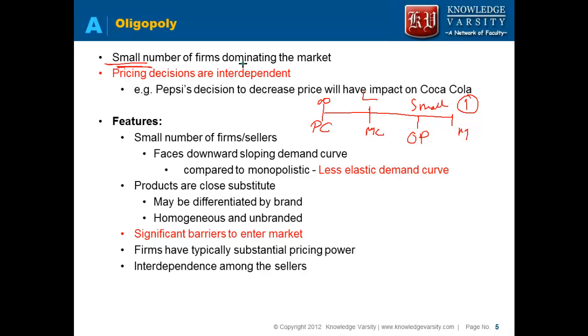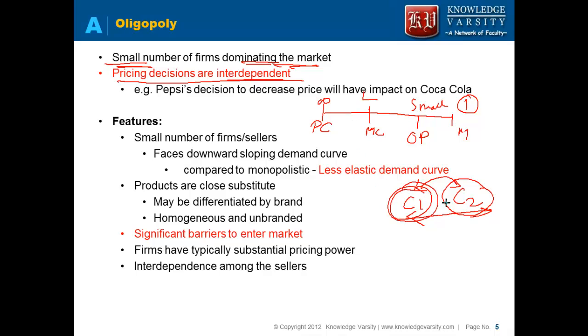Small number of firms, these are dominating the market. They are saying that the pricing decisions are interdependent. It means that one company's price decision will impact the other company's price decision. So these are interdependent. It is not that each of them can set their own price and will be able to sell the product. So pricing decision by one impacts the other.